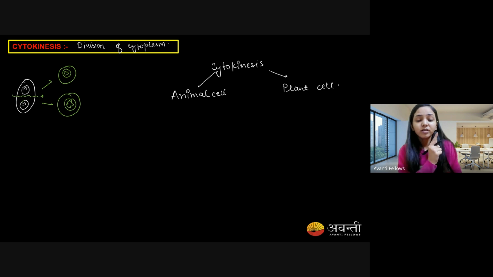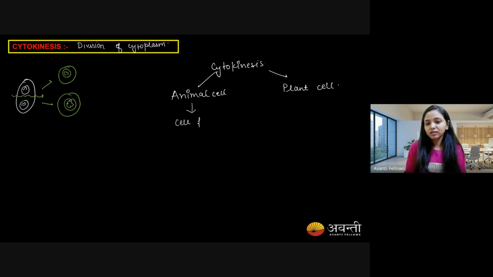And that cell wall is inextensible. We cannot break the cell wall. It's not easy for us to break the cell wall. So how will we do cytokinesis in plant cell? In animal cell, it is quite easy to divide the cell into two parts by the cell furrow method. But in plant cell, we will divide the cytoplasm with the help of cell plate method.